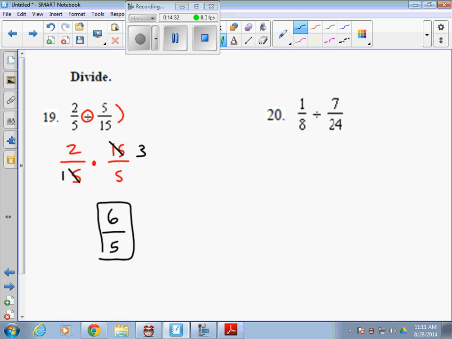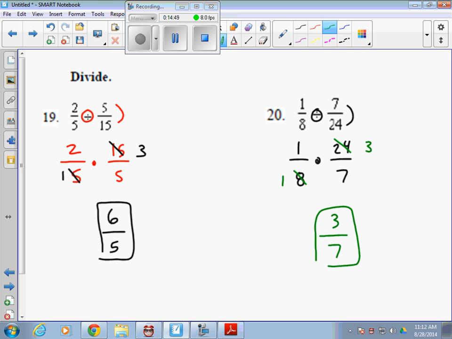1 over 8 divided by 7 over 24. Leave the first fraction 1 over 8. Change division to multiplication and flip it to 24 over 7. Again, you can cross cancel to make your numbers a little smaller. 8 goes into itself once and into 24 3 times. Multiply straight across. 1 times 3 is 3. 1 times 7 is 7. If you multiplied it, you'd have got 24 over 56. And you'd have just divided by 8 to get 3 over 7.